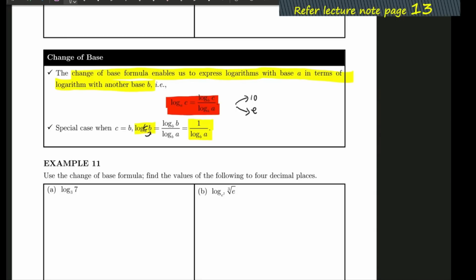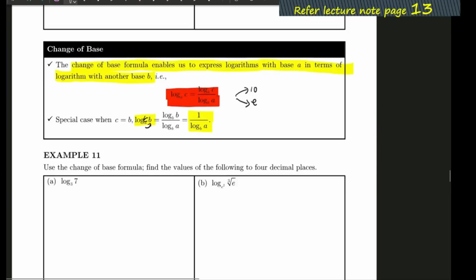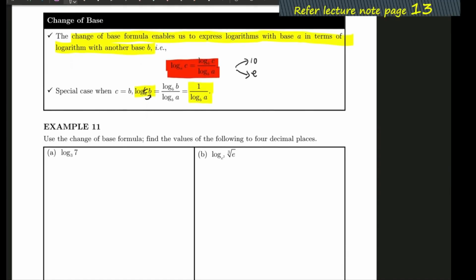Now, like this question, example 7, we try to do example 7. The question asks us to find values of the following to 4 decimal places, meaning we need to calculate using a calculator to get a value with 4 decimal places at most. So what can we do here? How do we change the base so that we can use a calculator? Either we change it to log base 10 or base E only. It depends on you. Let's say we use base 10.